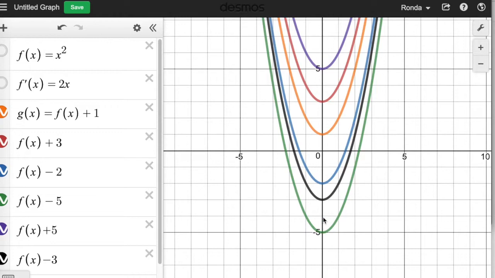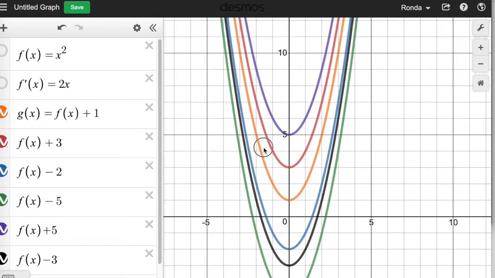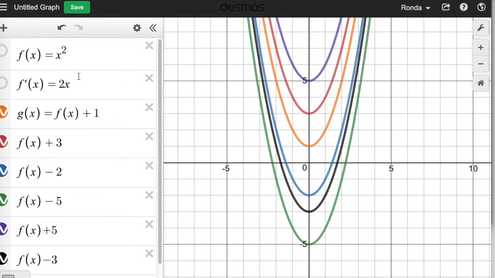So this would be x squared minus 5. This one looks like x squared minus 3, minus 2. Here's a plus 1, plus 3, plus 5. And they could go on and on, whatever c is. It's like a whole family of functions.